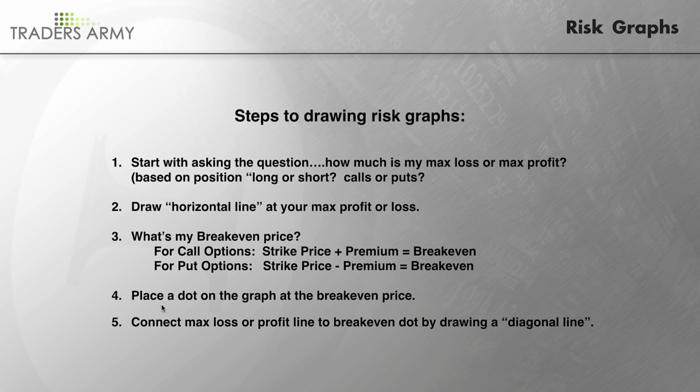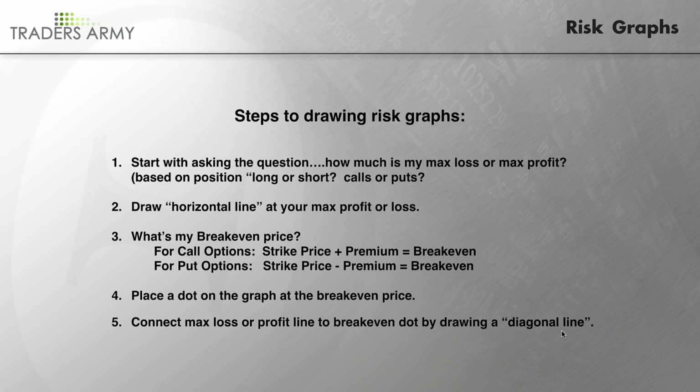Now we're going to place that dot on the graph at our break even price on the break even line, showing if the price of the stock lands at our break even price, which for calls again is strike price plus premium, for puts is strike price minus premium. If the stock lands at our break-even price at expiration, we have not made or lost money. We have broken even in the trade. Anywhere above or below our break-even price, and we will have a profit or a loss in the trade, depending upon which trade we took. And then we want to connect that max loss or max profit scenario, that horizontal line that we drew, to the break-even dot by drawing a diagonal line.